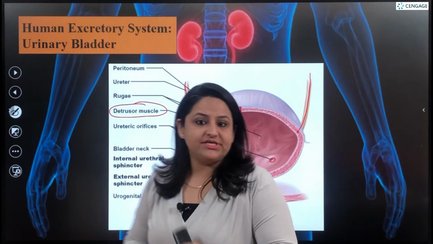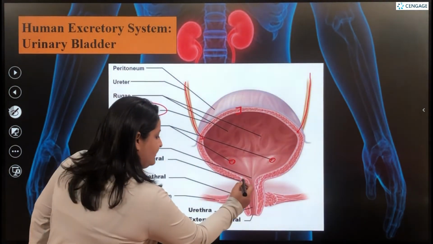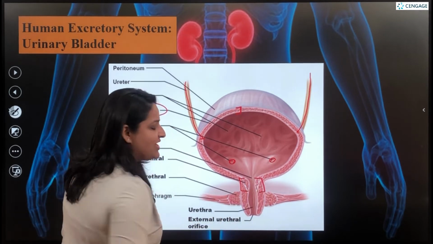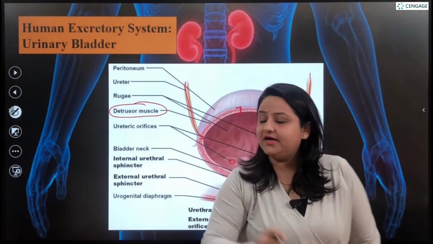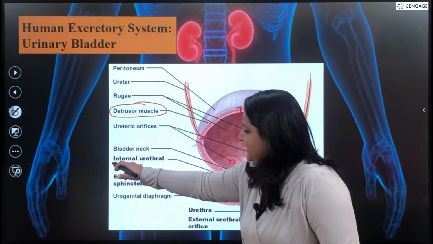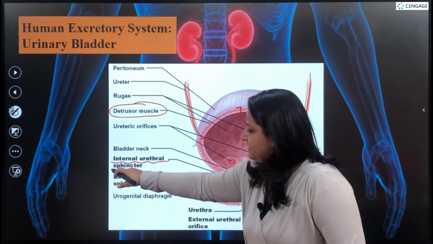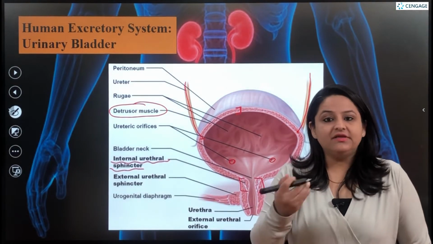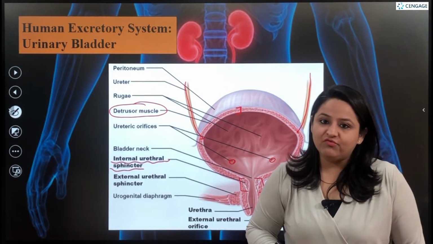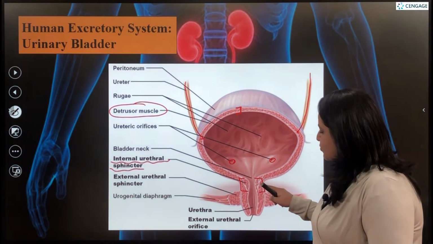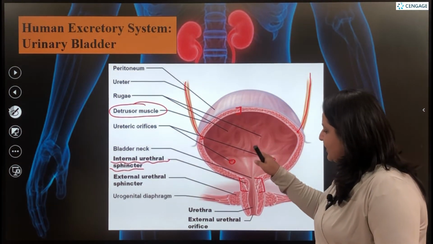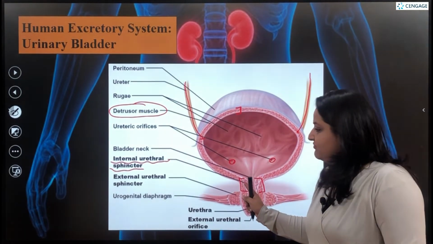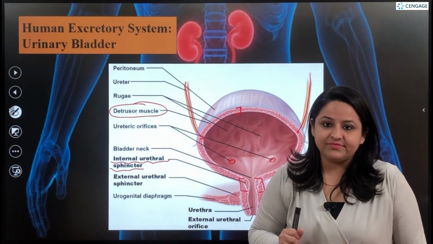We can also see here there are modified smooth muscles which act as the internal sphincter, the internal urethral sphincter. This internal urethral sphincter is made of modified smooth muscles. They are obviously not under the control of the body's will, and they are the ones who check the movement of urine out of the urinary bladder. They are under the influence of the spinal reflex.